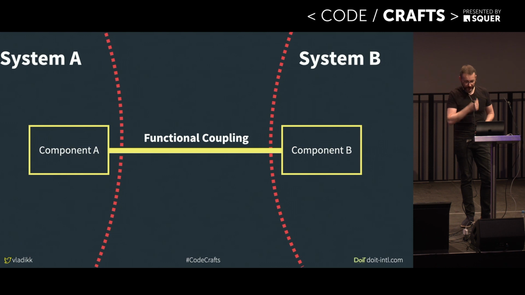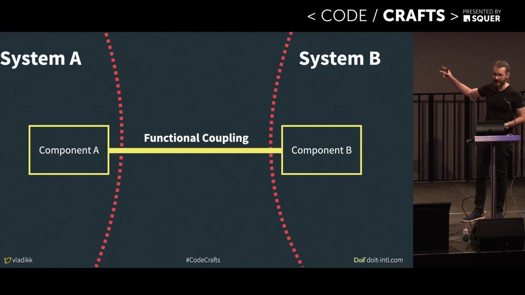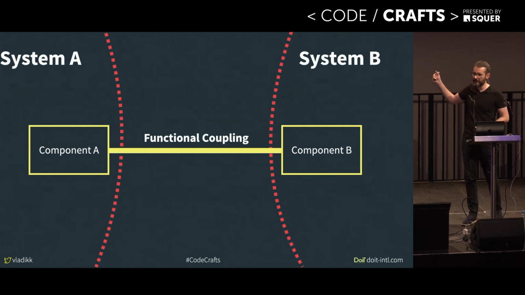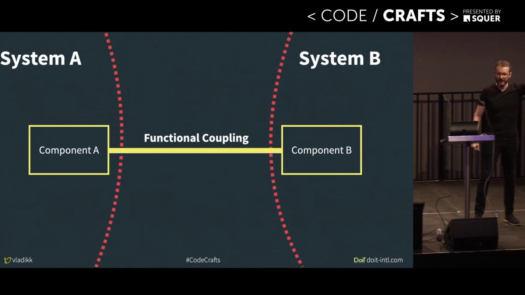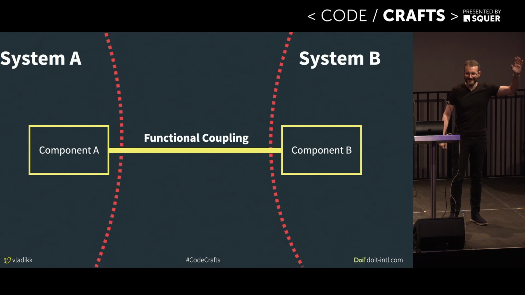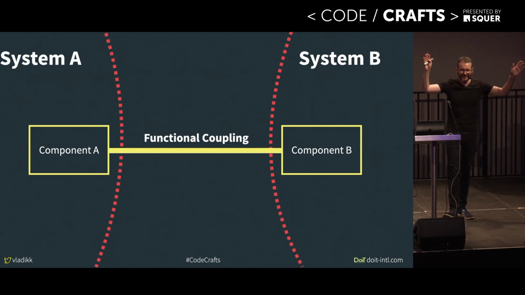Now, another question to you. Let's say we have two systems, meaning that the distance is huge, and functional coupling between them, meaning that they are implementing closely related business functionalities. Same question, is it good or bad? Who thinks that it's good? Who thinks it's bad? Consultants? Yes.